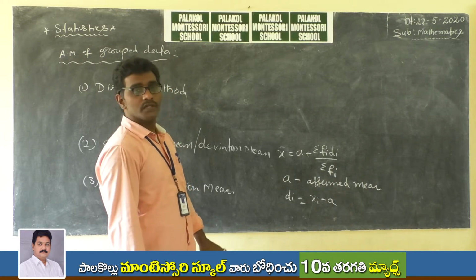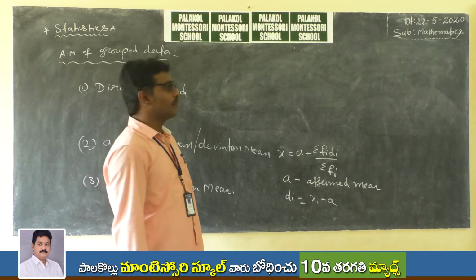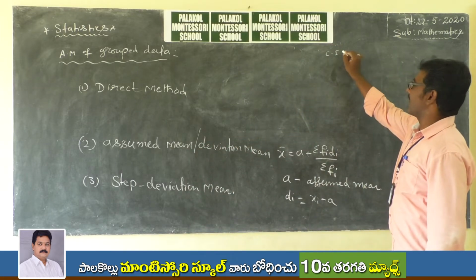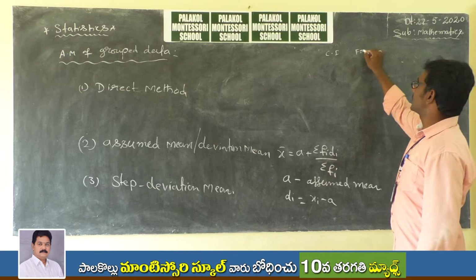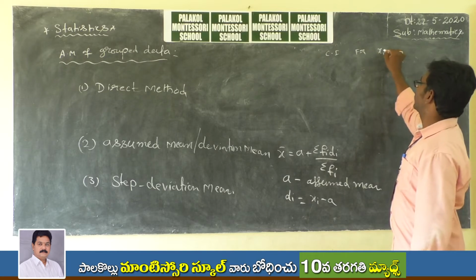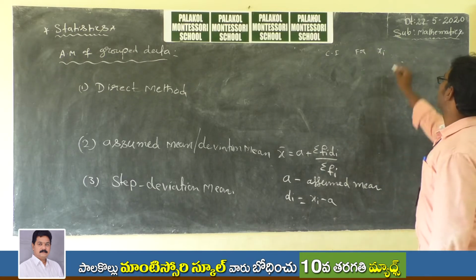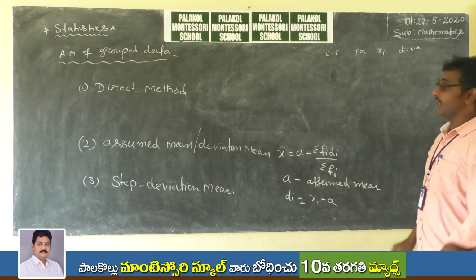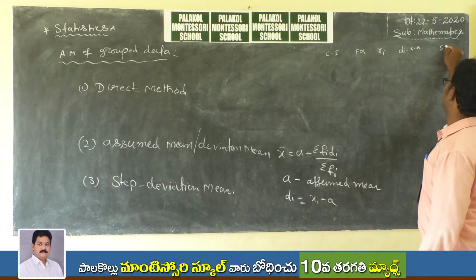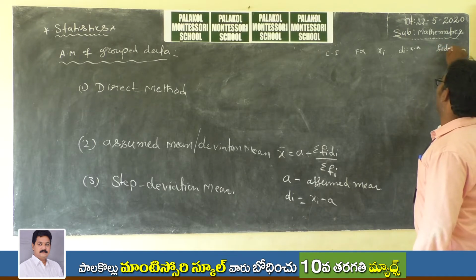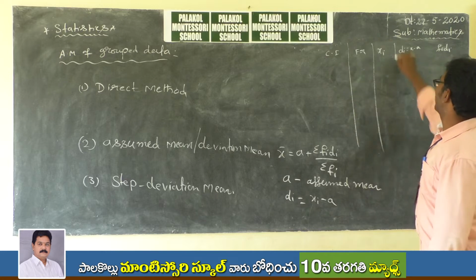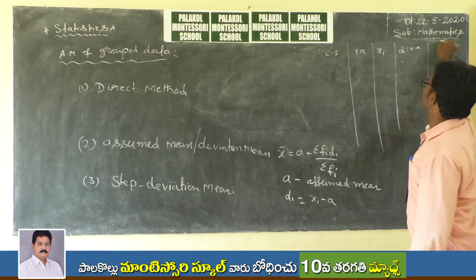So first you should fill the table. In this table, some columns are there. I write the class interval, frequency. Next you find the class mark, di is xi minus a, and the last column is fi di. So how many columns are there? Totally 5 columns are there in this method.